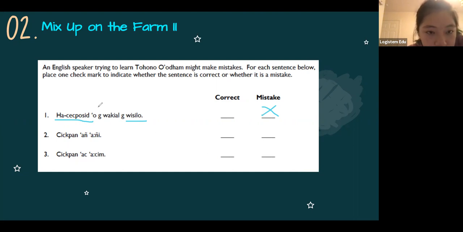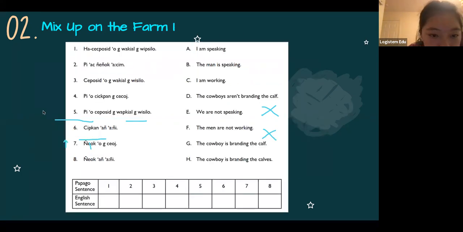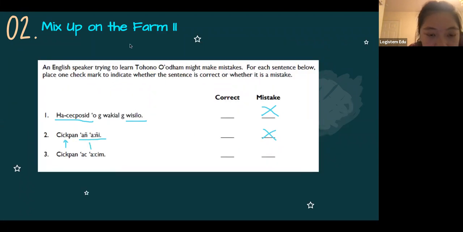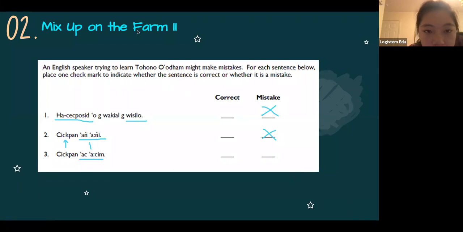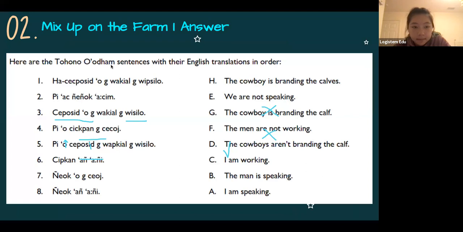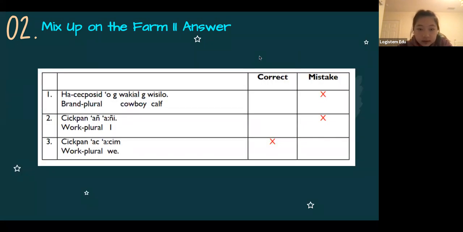So before, we figured out that this meant I, but then this is plural because there's an extra letter here. So this would also be a mistake. And then if we go back, we'll see that this means we, from sentence 2. So this is we, and it's also plural, which means this one would be right. Okay, does anyone have any questions? So here are the answers again, just checking them. And then these are the answers for part 2.